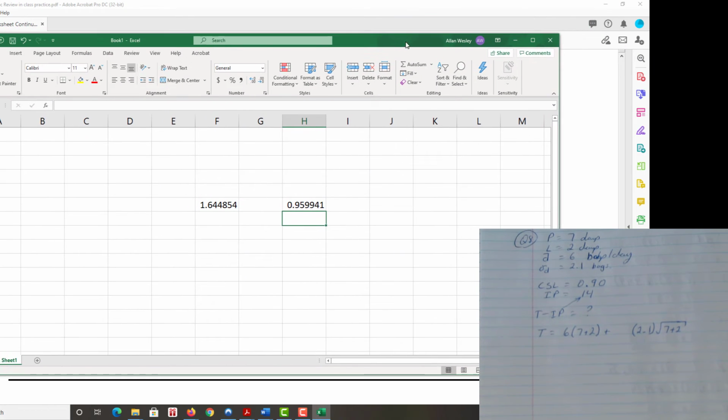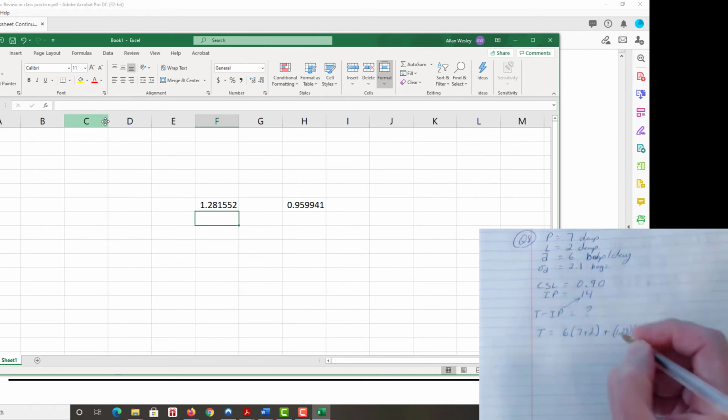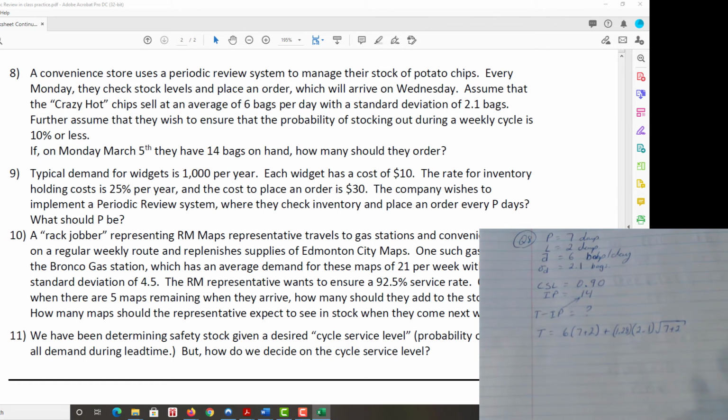Looking for another Z-score, except instead of 95, it's 90. And we've got 1.28. Used that one before. Okay. Target inventory, and we'll get 54 plus 8.064.